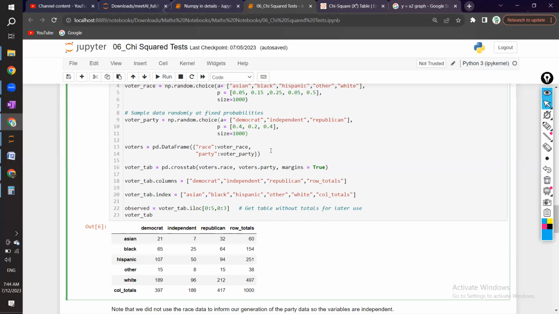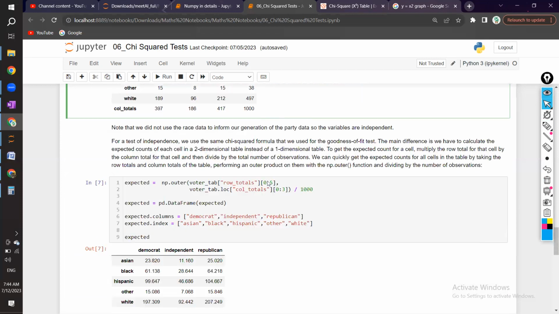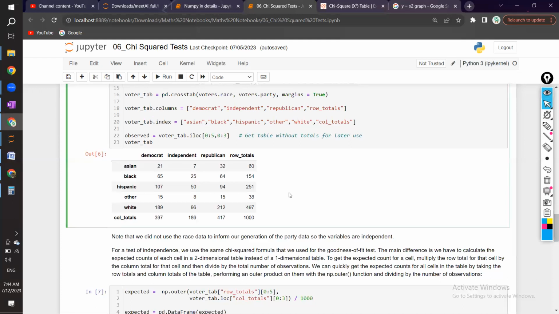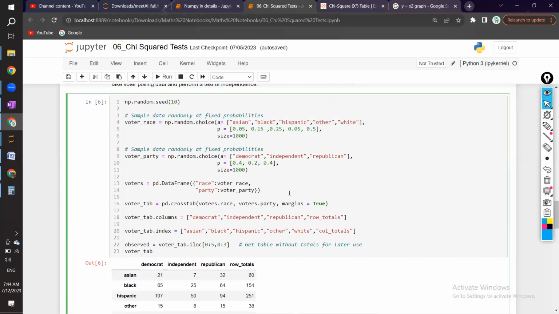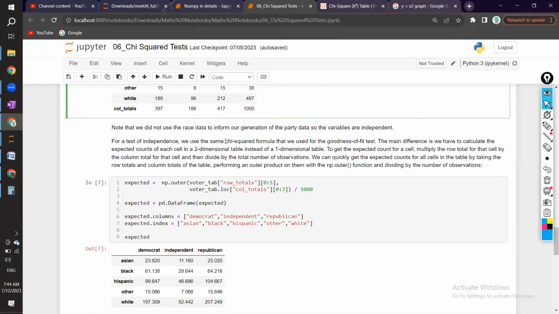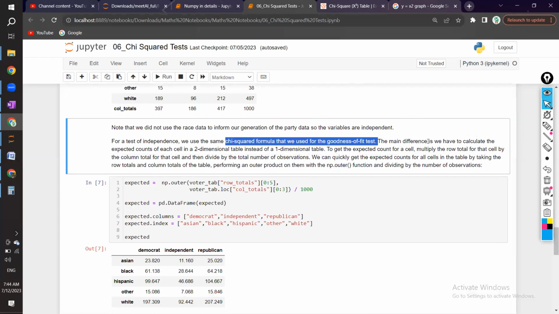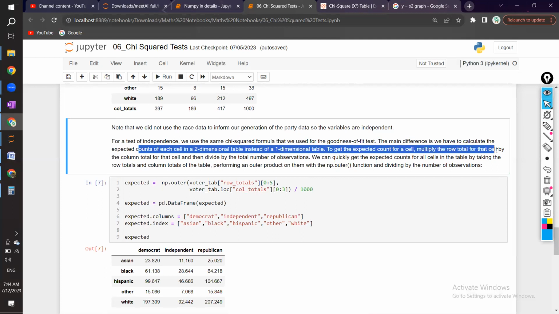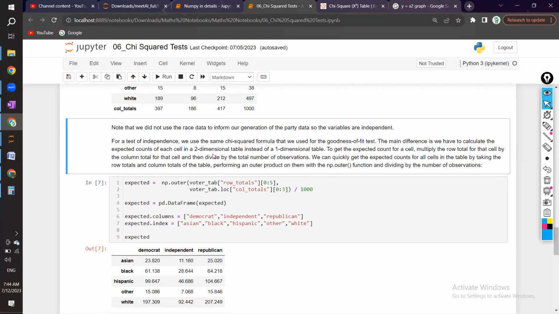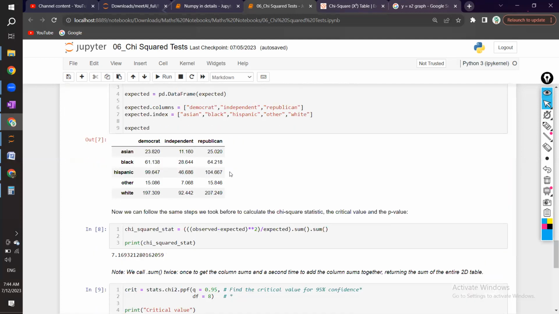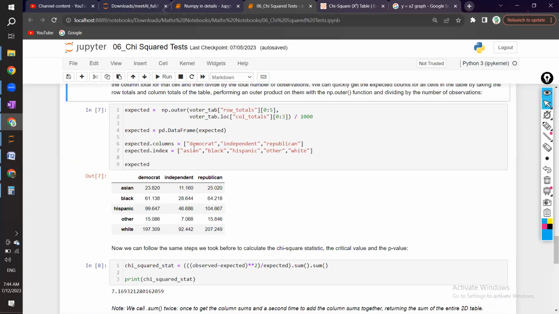Yeah, Santosh, continue. So after that, once you create the cross tab, these are the values. Now if you want to test whether there is any relationship between the voters' race and the party, for the test of independence, use the same chi-square formula that we use for the goodness of fit test. The main difference is we have to calculate the expected count of cells in 2 dimensions instead of 1 dimension. To get the expected, multiply the row total of the cell by the column total and divide by the total observations. Same formula you are going to use here also.